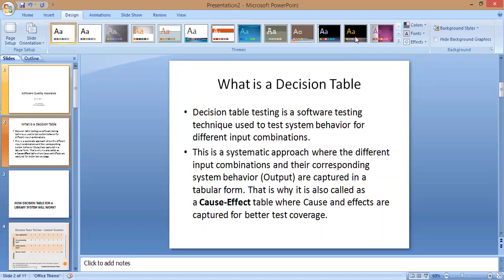What is a decision table, and why do we need to work on it now? A decision table is a systematic approach where the different input combinations and their corresponding system behavior are captured in a tabular form. After we have captured them in a tabular form, we decide which one of them is a replica of the other, which one covers the other, and which one can be eliminated in order to reduce the number of test cases.